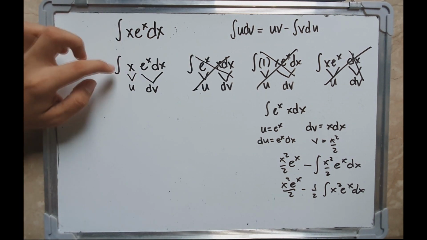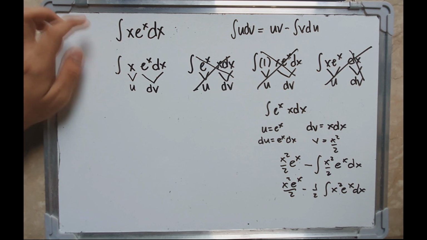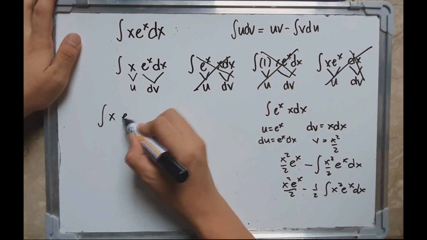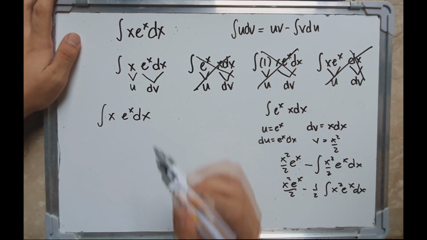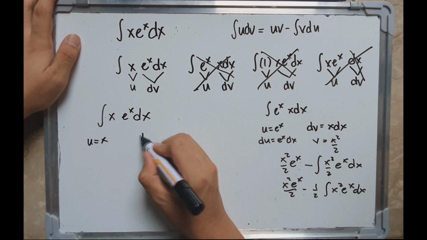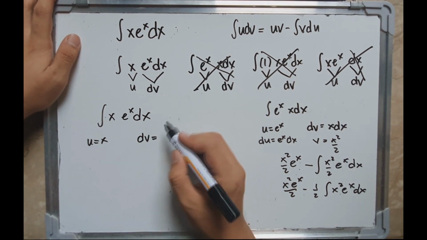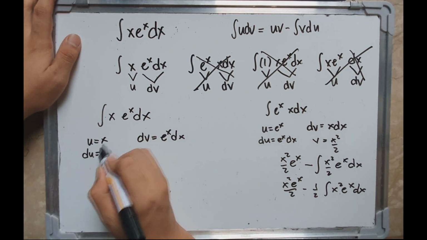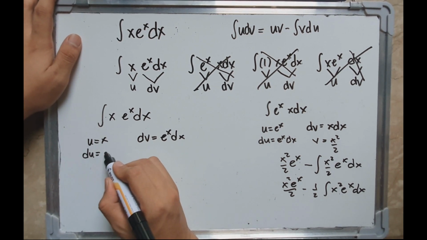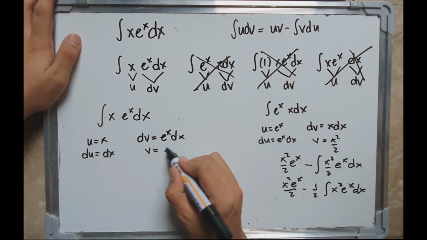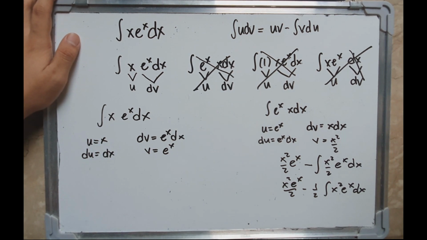Okay, now this one, the integral of x e to the x dx. If we choose u as x and dv as e to the x dx, what is the derivative of u? The derivative of x is dx. What is the integral of e to the x dx? That is again e to the x.